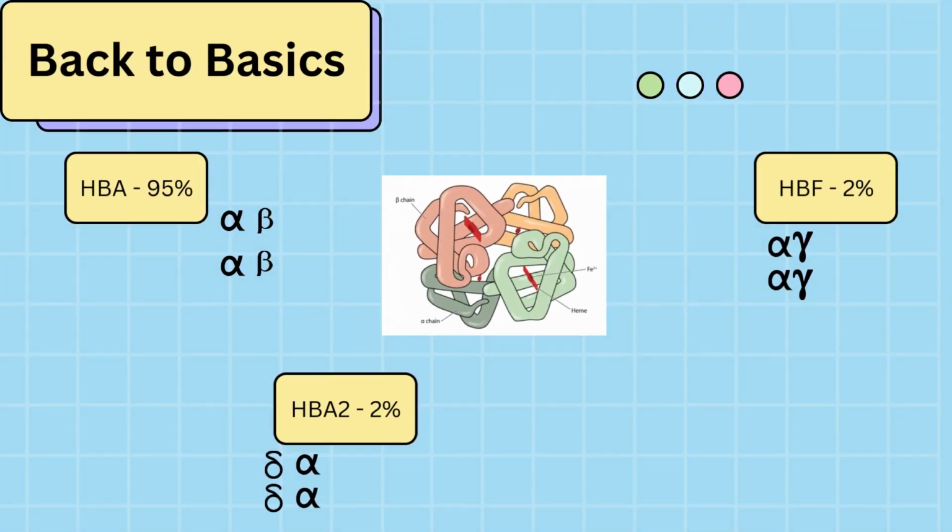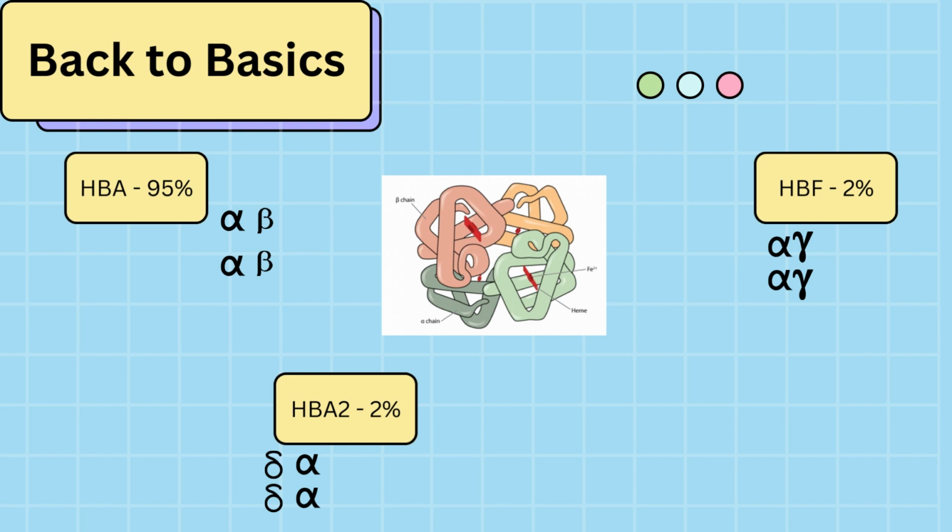So let's go back to basics. There's 3 types of hemoglobin in normal adult blood. The majority is hemoglobin A, which is 2 alpha chains and 2 beta chains. Then there are minor hemoglobins, hemoglobin A2, which is 2 alpha and 2 delta, and hemoglobin F, which is fetal hemoglobin, which is 2 gamma and 2 alpha chains.